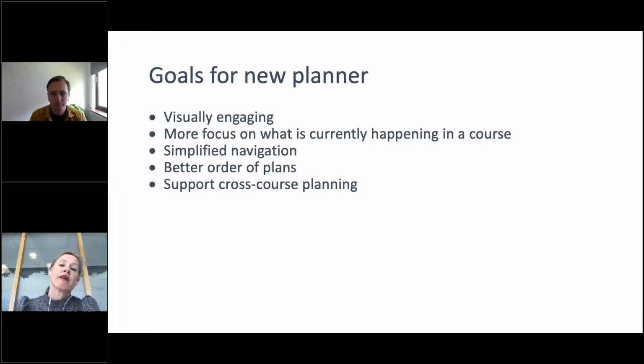When we began work on the new planner, we set out some very clear goals. The new version had to be visually engaging, focus more on what is currently happening in a course, have a simplified navigation and a better order of plans. And in addition, we wanted to support cross-course planning so that it will be easier for teachers to collaborate across courses. And let me try to explain this.